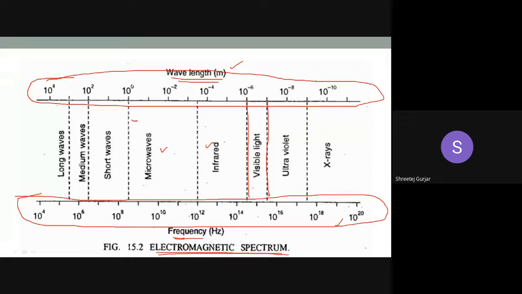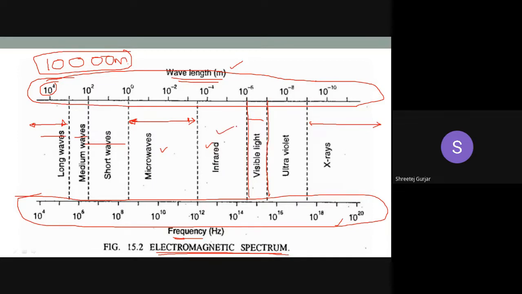Microwaves take up a larger part of the spectrum. Microwave is taking up a large part. Visible light is very small. X-rays start from here and continue. Then similarly, long waves have very high wavelength. You can see the wavelength is 10 power 4, meaning 1, 2, 3, 4. This is in meters, meaning this is one wavelength. You can see very long waves. The microwaves, then we have short waves, medium waves, and long waves.